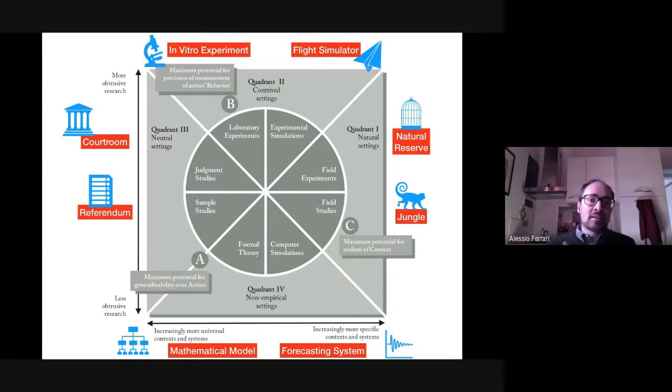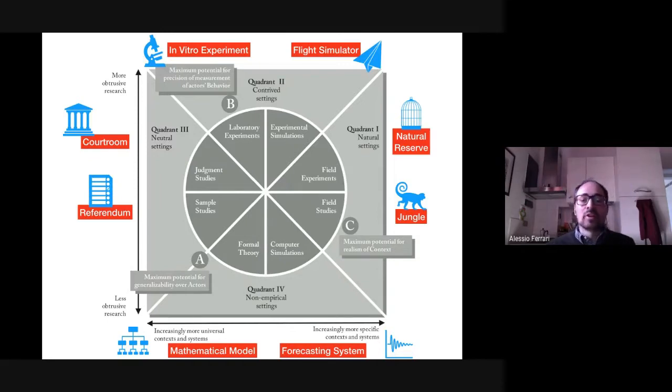In the in vitro experiment, I isolate some variables from the reality in a very, very clear way to identify and measure actors' behavior. Then I have the judgment studies that are similar to the concept of a courtroom. So I have several people deciding what is right and what is wrong, basically. And for sample studies, the metaphor is the referendum. It is basically surveys, so having information from different actors. And finally, non-empirical settings. I have the mathematical model and the forecasting system.